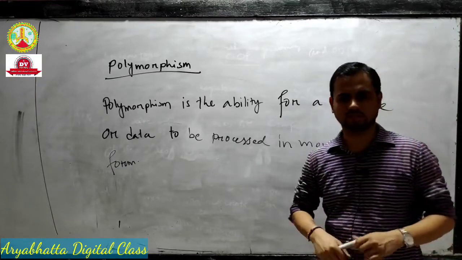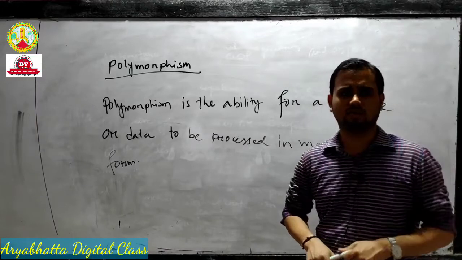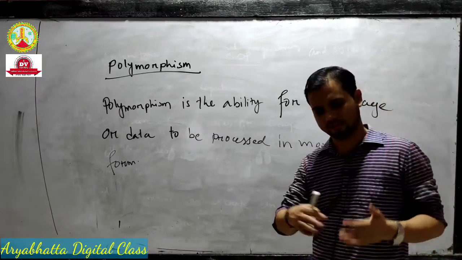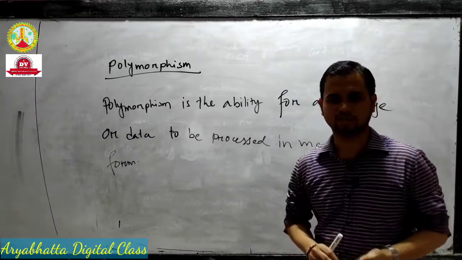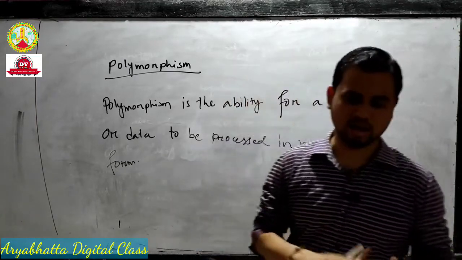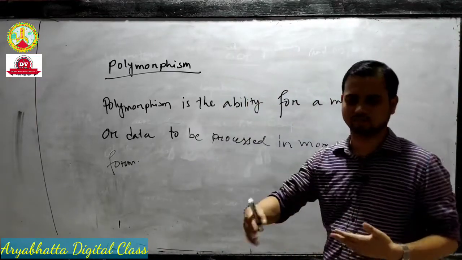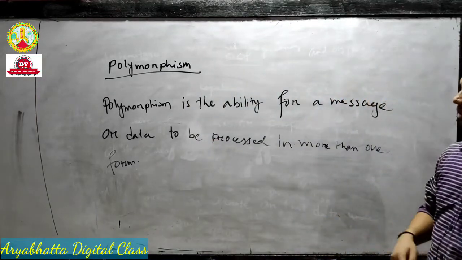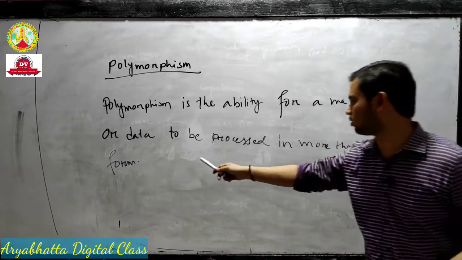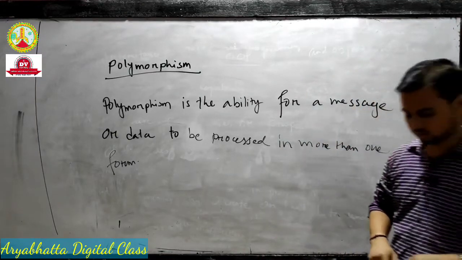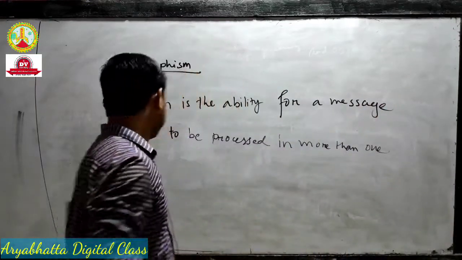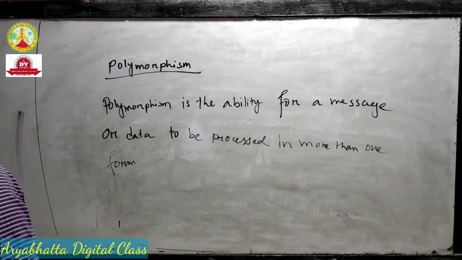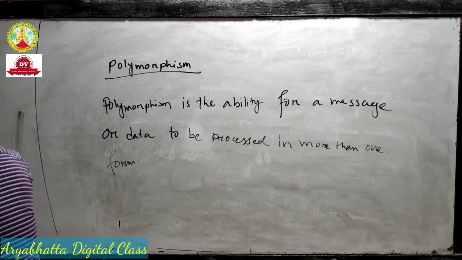Actually, we discuss details in further classes. Function overloading is the example. Operator overloading. Function overloading means for one name function, in many requirements and many purposes we declare it. Function name is same, but we declare it for many purposes, many requirements. Polymorphism is the ability for a message or data to be processed in more than one form. Okay, you just note down.